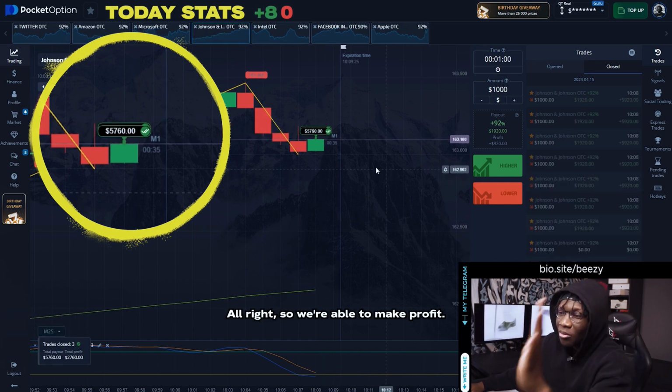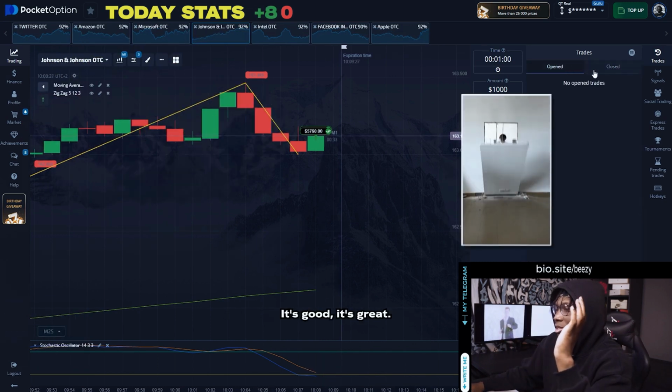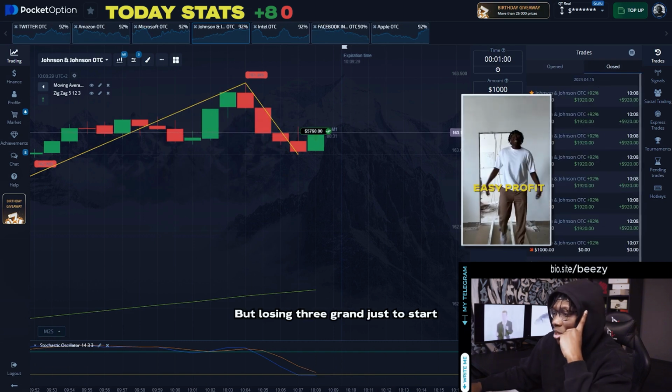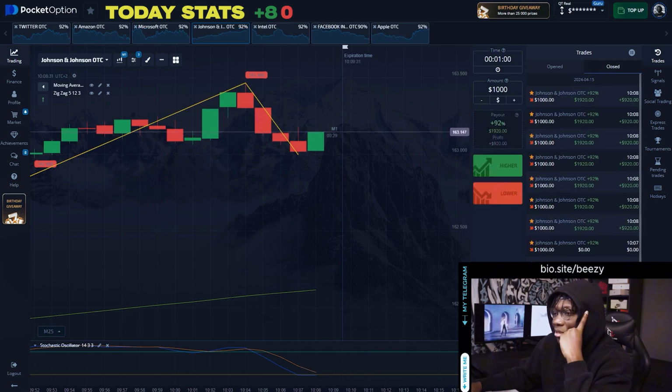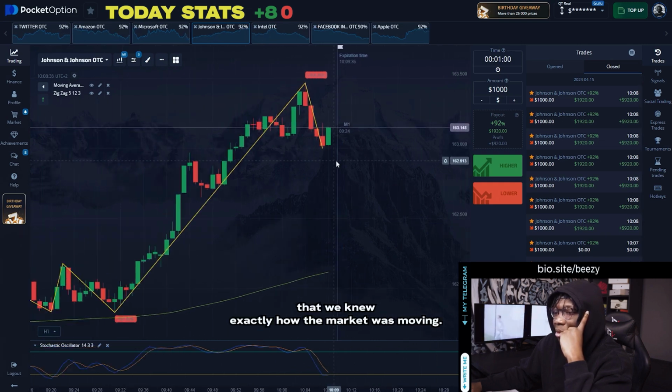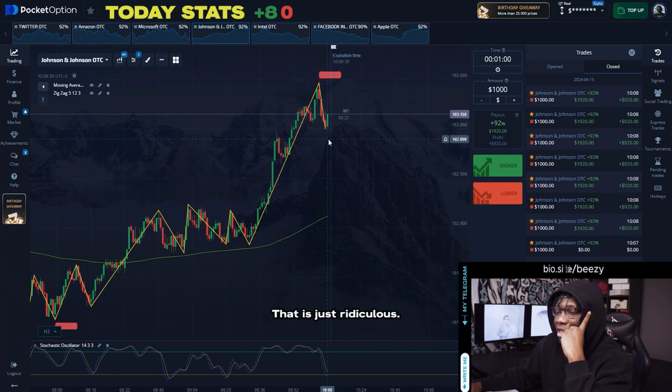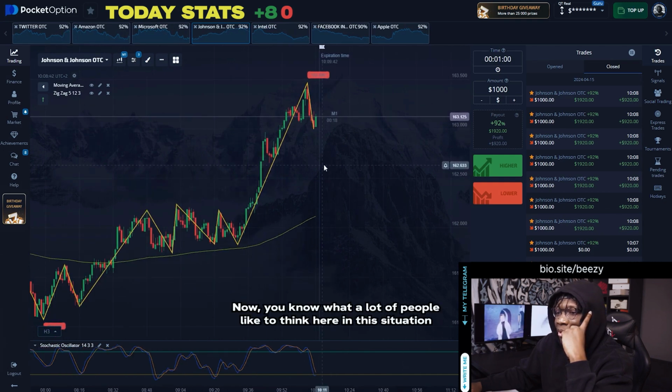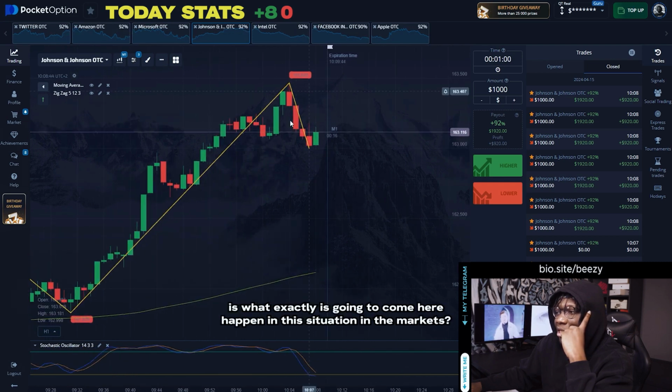All right, so we're able to make profit. It's good, it's great, but losing 3 grand just to start, ridiculous, on such a good trade that we knew exactly how the market was moving. That is just ridiculous. Now, what a lot of people like to think in this situation is what exactly is gonna happen in the markets.